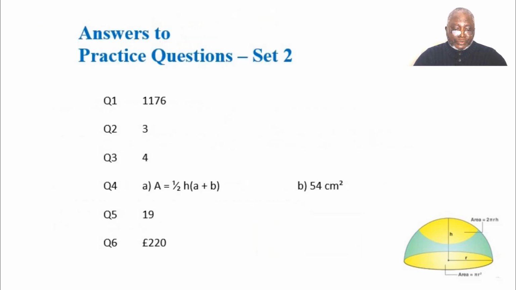And your answers: question 1, 1176. Question 2, 3. Question 3, 4. Question 4, A is equal to half H open brackets A plus B close brackets, B 54 centimeters squared. Question 5, 19, and question 6, 220 pounds.